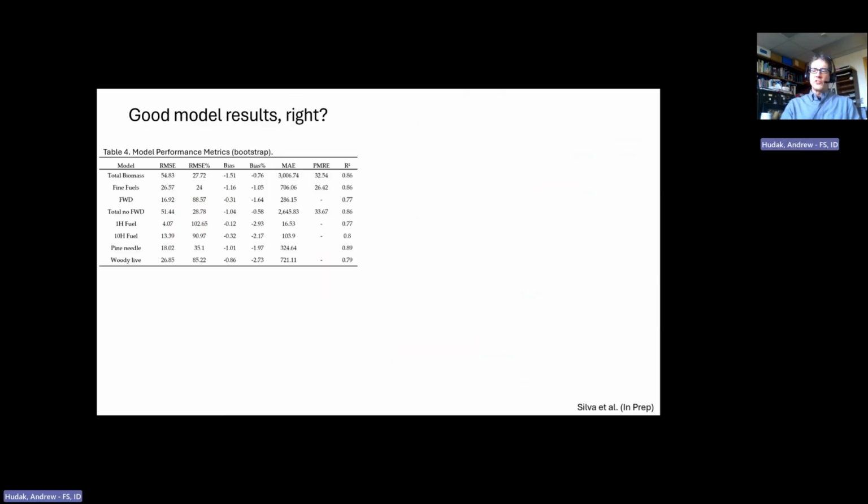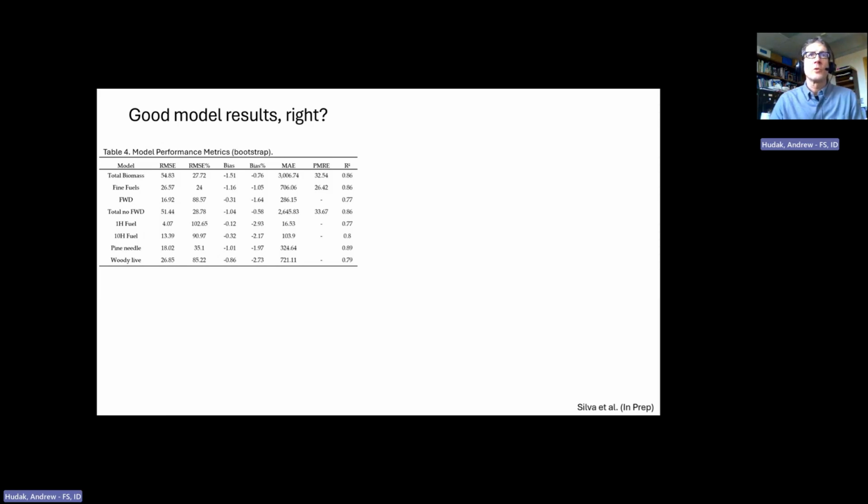So we did this association between the physical fuel measurements at those small plots and the TLS metrics, and we got good model fits. Here are the model fit statistics for 8 different response variables summarized from the field data. So either total biomass, or just the fine fuels, or just the fine woody debris, or even just the 1-hour fuels or the 10-hour fuels, or just the pine needles. We sliced and diced the physical fuel measurements and fit separate models to try to predict each fuel component.